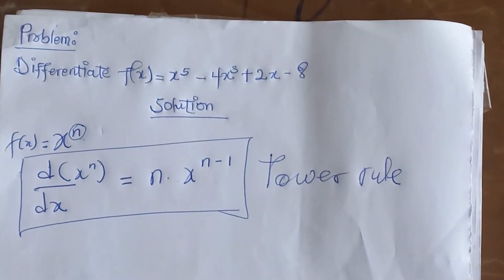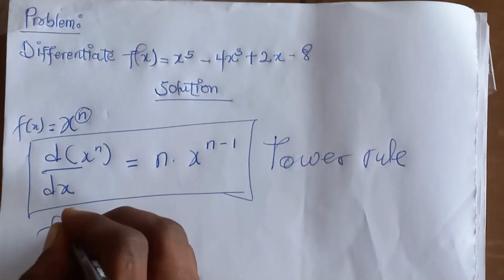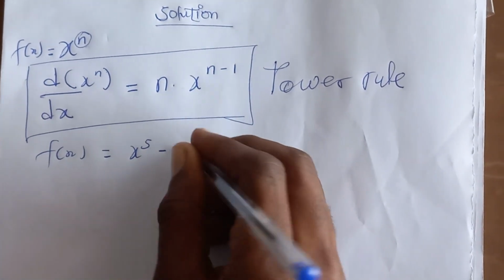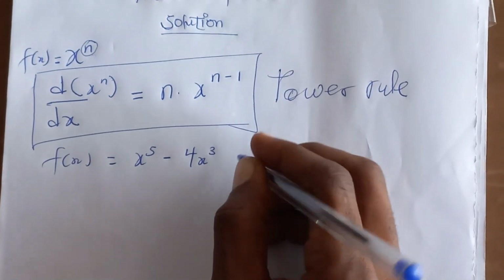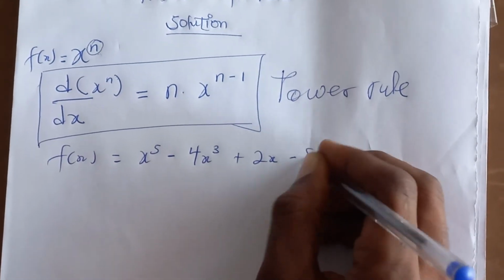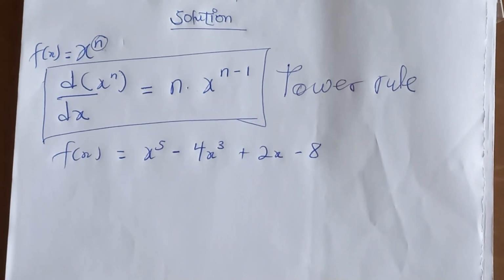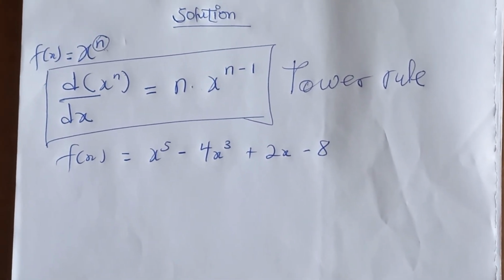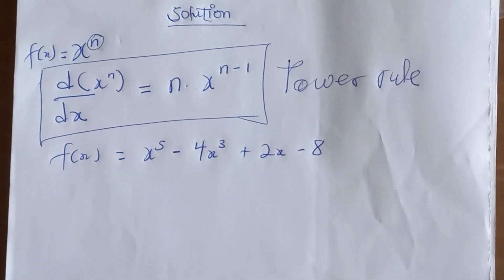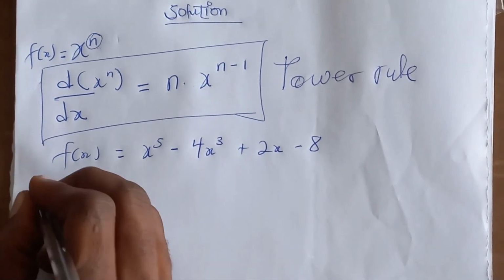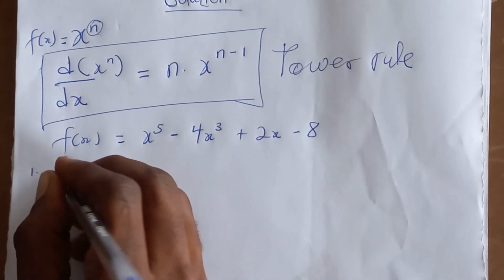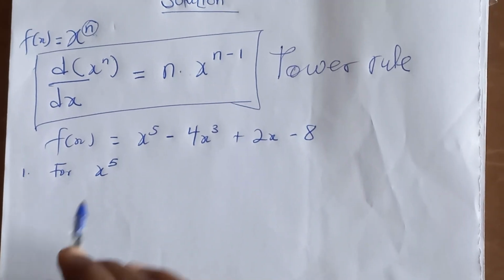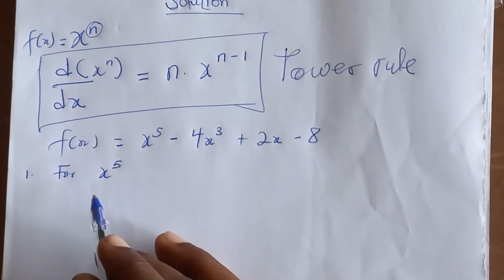So let's come to our problem, and we are having f of x, which is equal to x power 5 minus 4x cubed plus 2x minus 8. Good. So using the power rule, let us differentiate this term by term. Let's take the first term, x power 5.